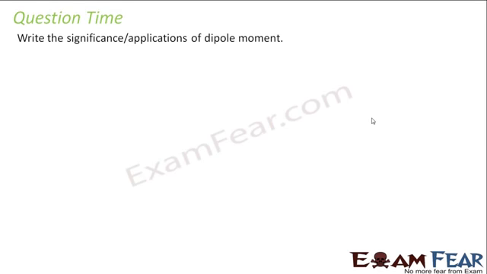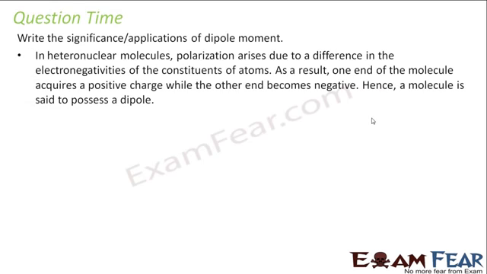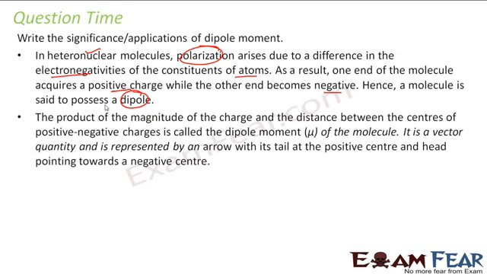What is the significance and application of dipole moment? In a heteronuclear molecule, the polarization comes due to the difference in electronegativity of the atoms. Because of this, one atom acquires positive charge, the other becomes negative, and thus the molecule is said to be a dipole. Example, you have seen HF also. This gets negative charge, this gets positive charge, right?